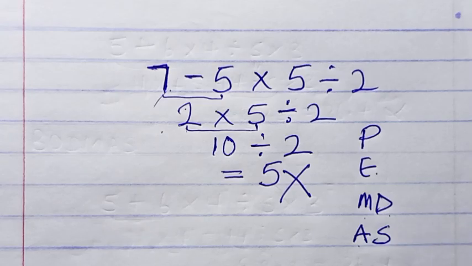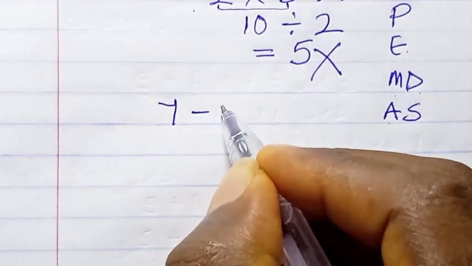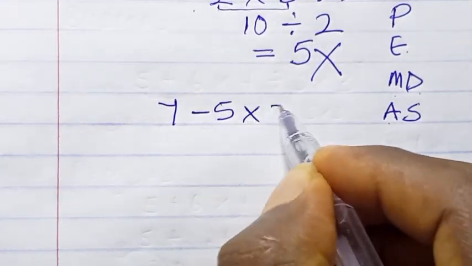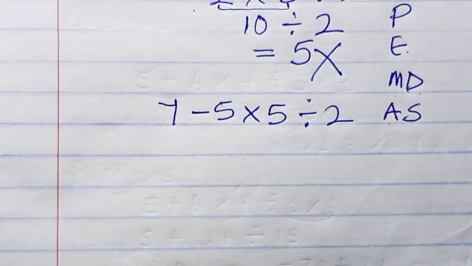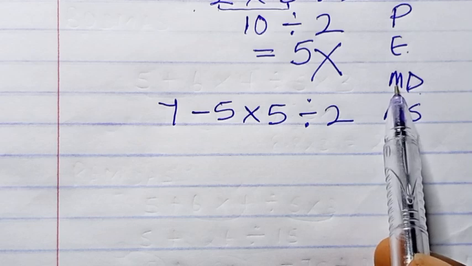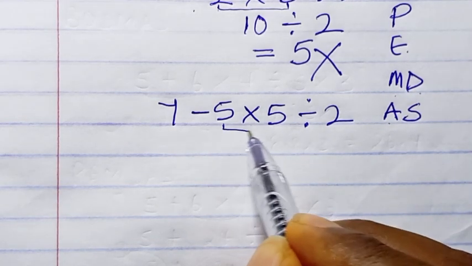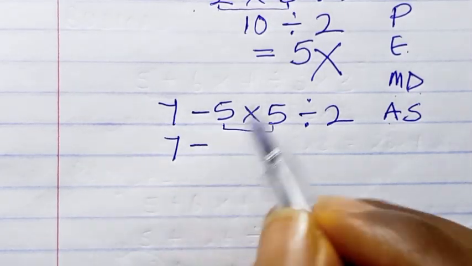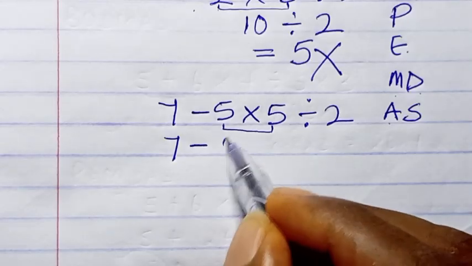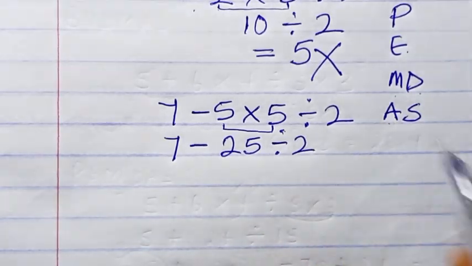Okay, so I'll write down the question again. 7 minus 5 times 5 divided by 2. Now, here we follow the PEMDAS rule first. We are going to do this multiplication here. So bring down this 7 minus 5 times 5, which will give us what? 25 divided by 2.